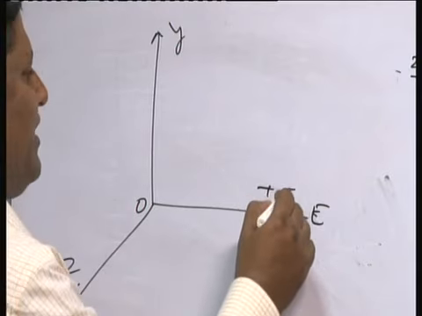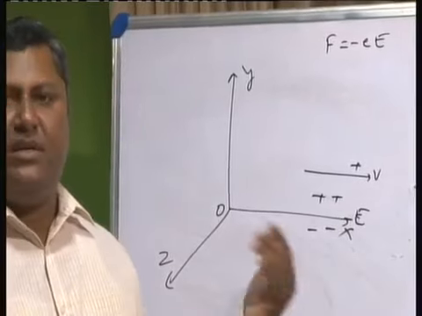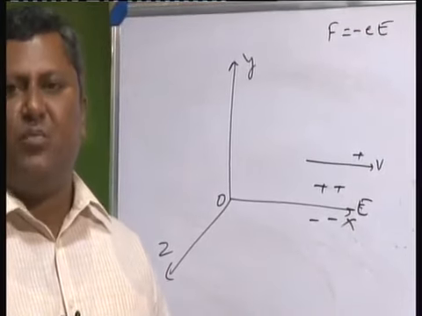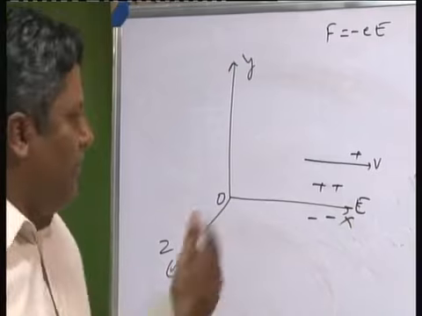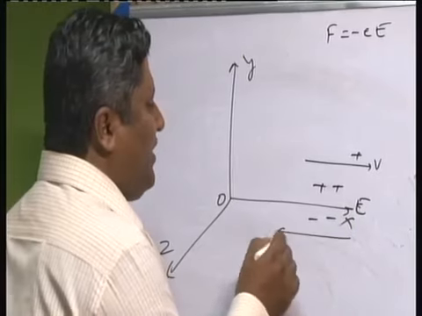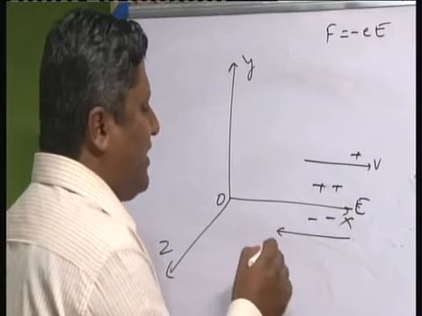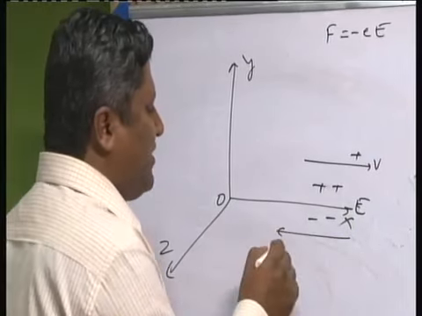Okay. And negative ions, according to this expression, that is F equals minus e into E, experience force in the opposite direction to the electric field. Therefore, all the negative ions start moving in this direction, that is along negative x-axis. Okay. This is the velocity of the negative ions. This is the velocity of the positive ions. So now you can see positive ions and negative ions are deflected in opposite directions.